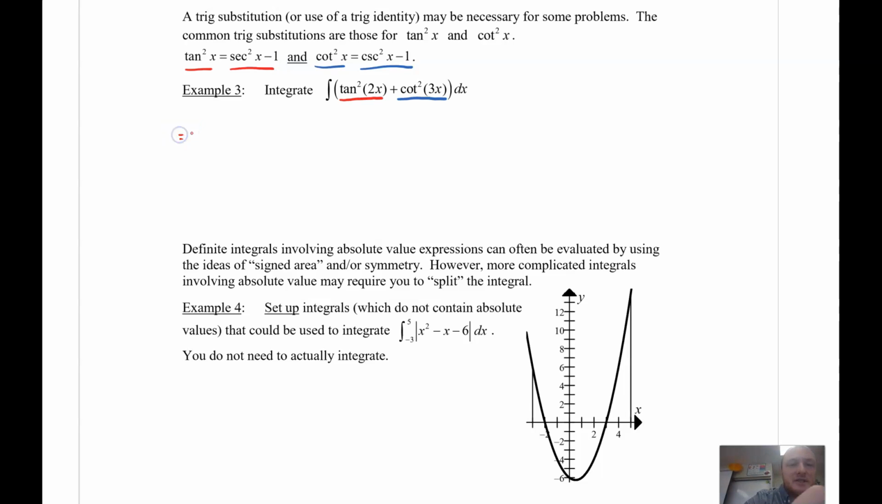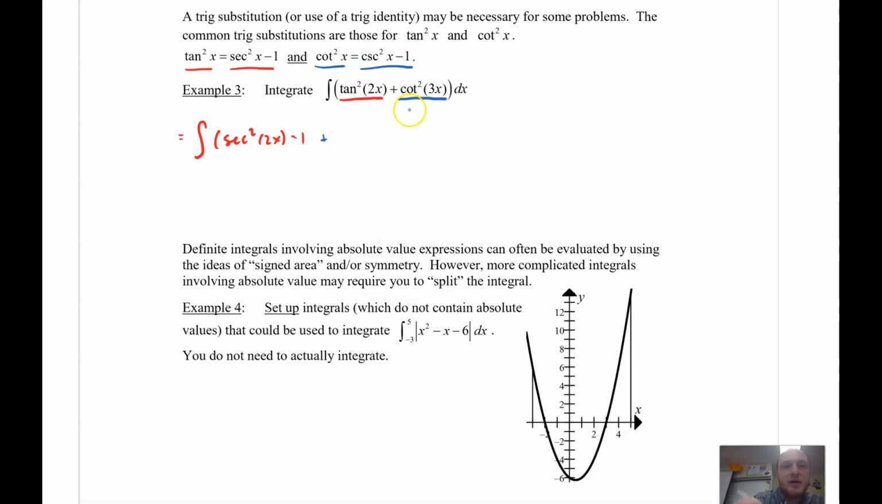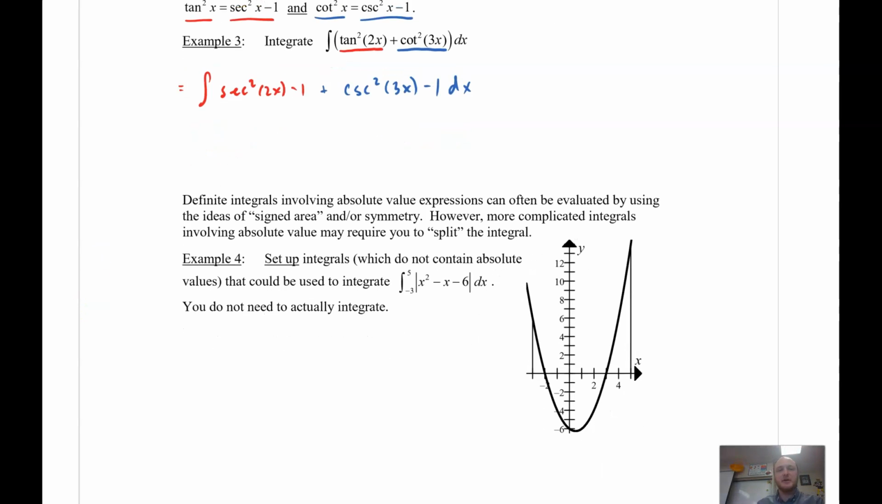So we're going to do some direct substitution. So I want to integrate. This is going to be the integral of, so instead of tan squared, this is going to be secant squared of 2x minus 1, plus, instead of cotan squared, cosecant squared of 3x minus 1 dx. And I can just integrate piece by piece. I don't even need the parentheses here.